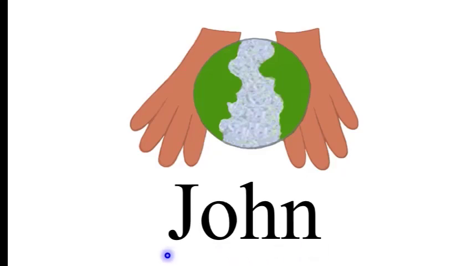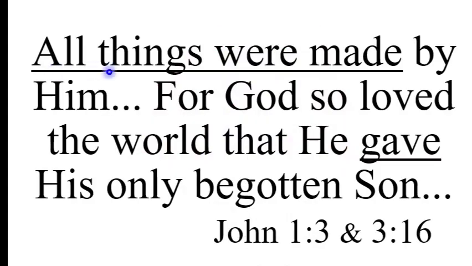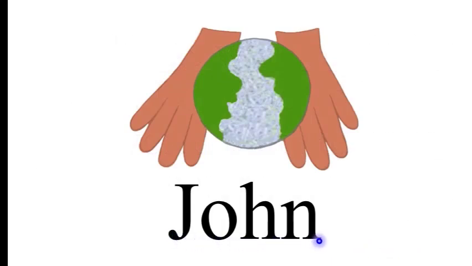The icon for John is God's hands holding the world, because it says in the Bible, "All things were made by him. For God so loved the world that he gave his only begotten Son." John 1:3 and 3:16. John is the 4th of the 4 Gospels and portrays Jesus as God, so hands making the world is used for the icon of John.